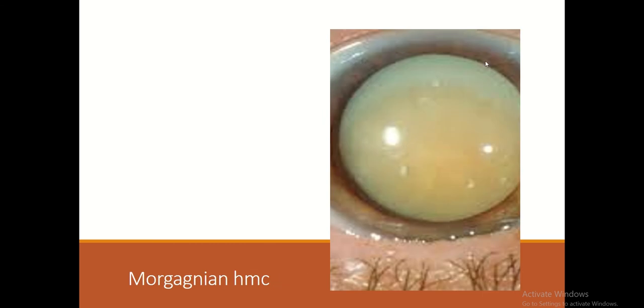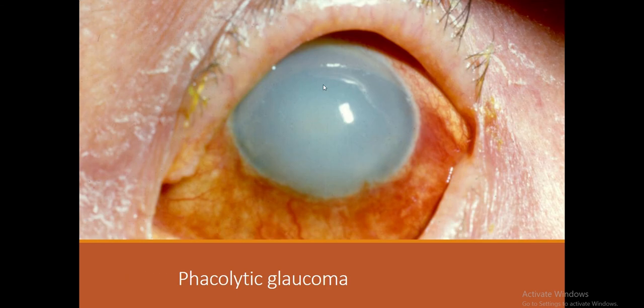So this is a picture of a Morgagnian cataract. This is the nucleus outline, and this is a milky cortex. What happens is this milky cortex will have a tendency to leak out and cause a phacolytic glaucoma. Again, you can see a circumcorneal congestion is there, and you have severe corneal edema. You are not able to see the things underneath.